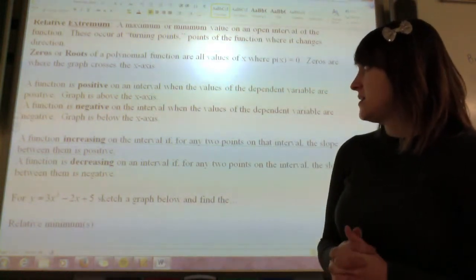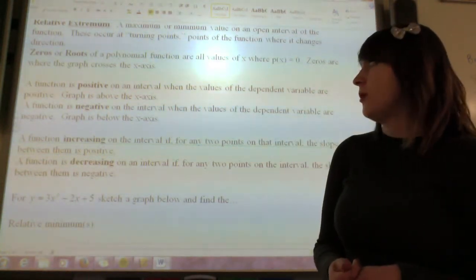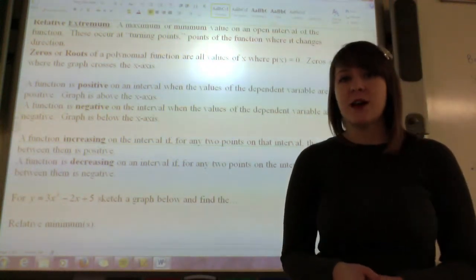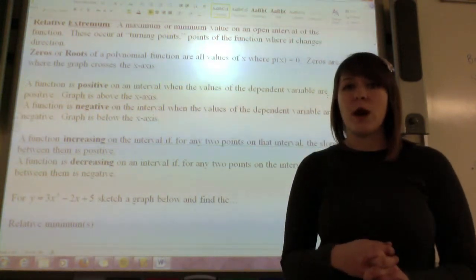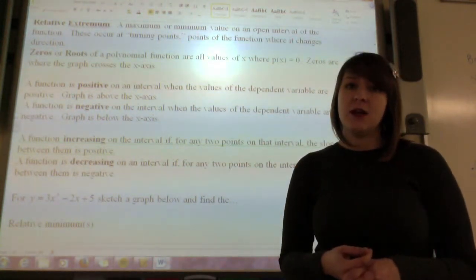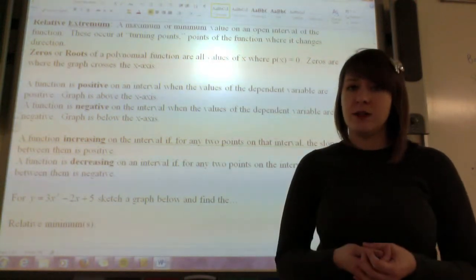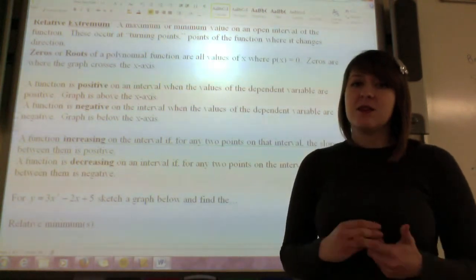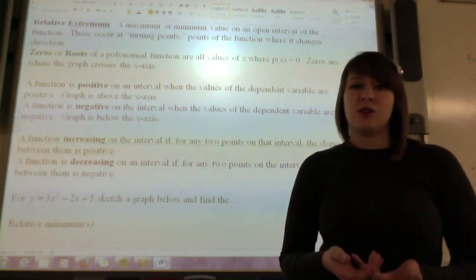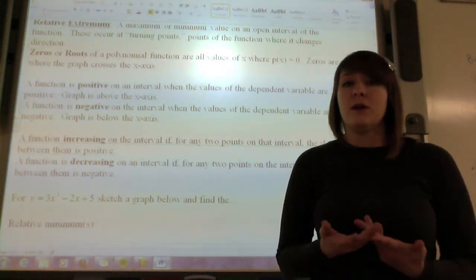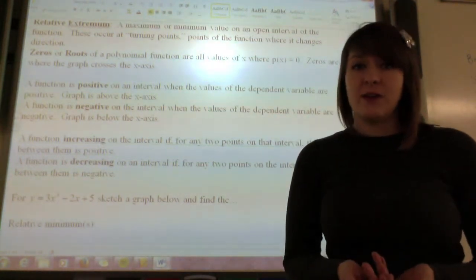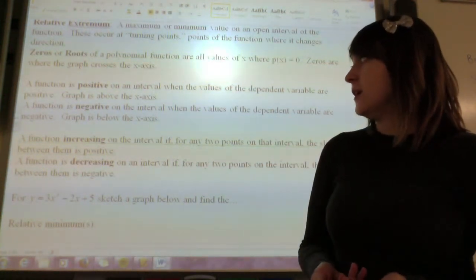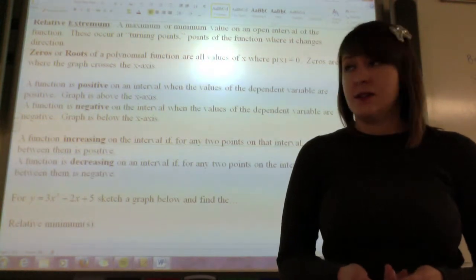We also have the zeros or roots of a polynomial function, and those are just values where p of x equals 0. We call them zeros or roots. They're just places where your function is crossing the x-axis, essentially, so x-intercepts. A function is positive on an interval when the values of the dependent variable are positive. So when I talk about areas where my graph is positive, I'm just looking at the graph and determining when it is above the x-axis. So where are my values positive? I'm talking about my y values and I'm just looking for positive y values.